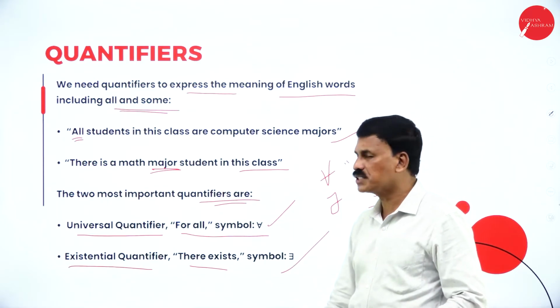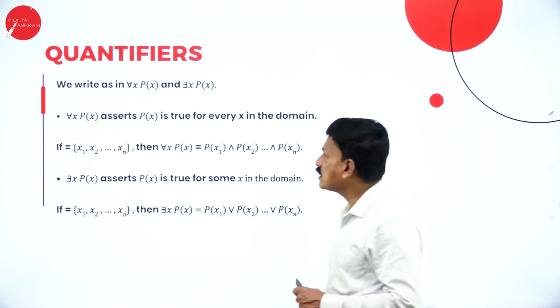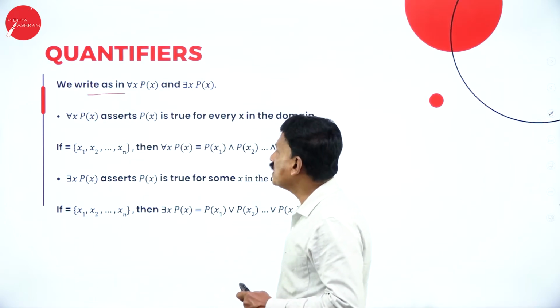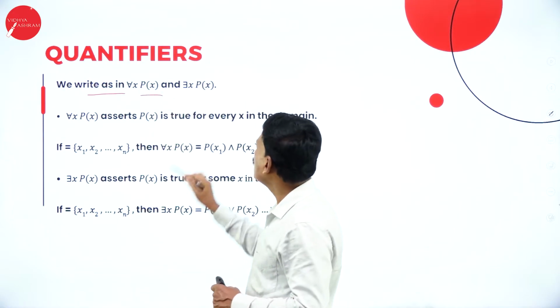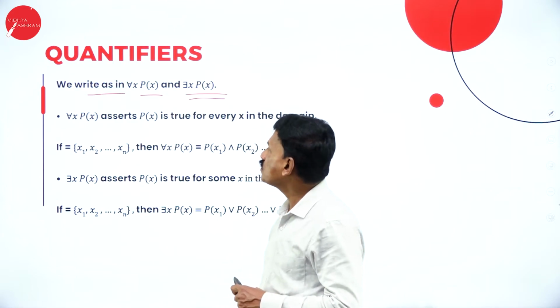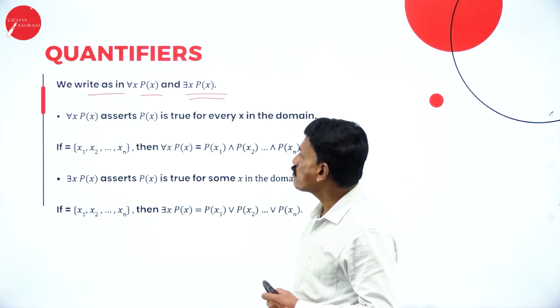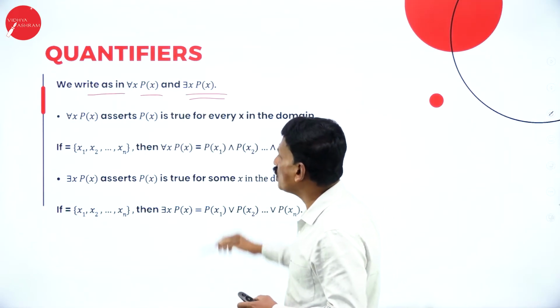Now, let us take a few notations. We write the quantifiers as for all x P of x and there exists x P of x.